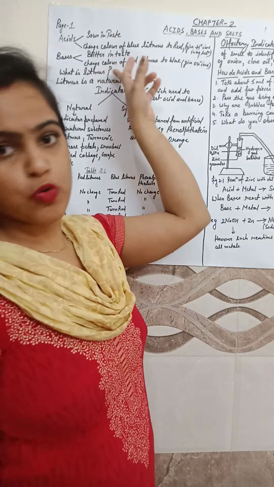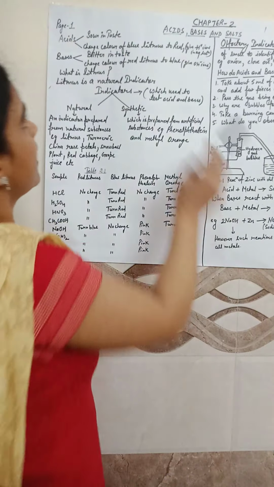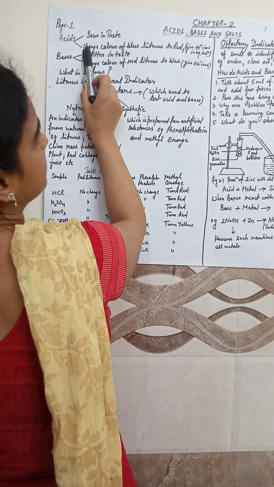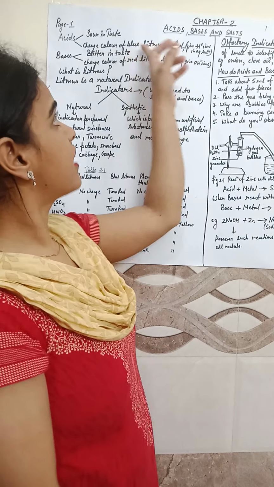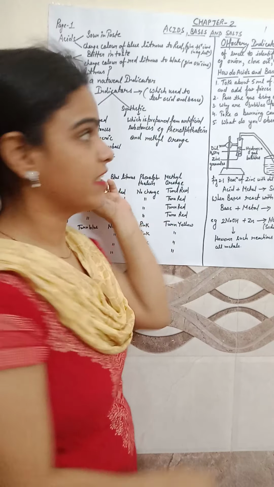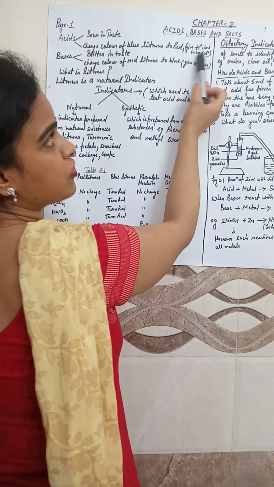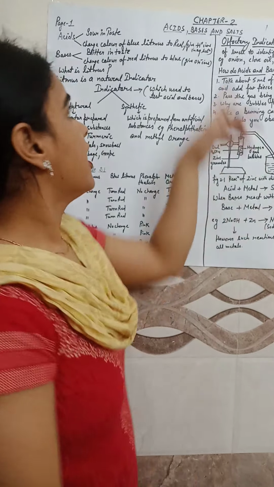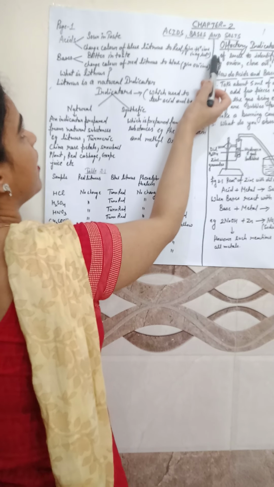Acids are those which are sour in taste, and the second property of acids is that they change blue litmus to red. And the third property of acids is they give H positive ions in aqueous solution. Whenever acids are added to aqueous solution, they always give H positive ions.